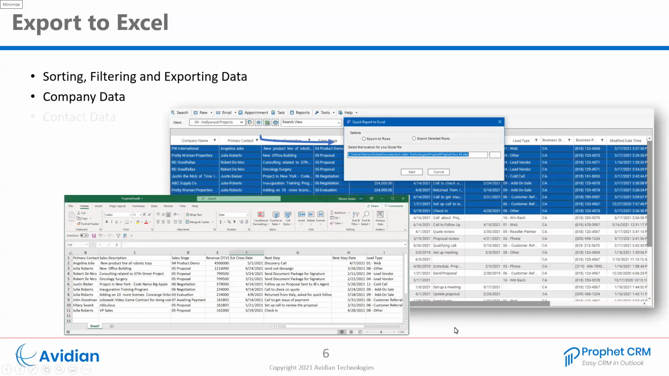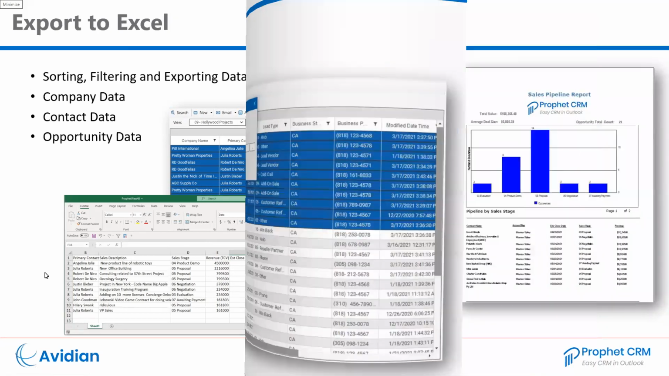You can export company data and all its attributes in different combinations. You can export contact data. You can export opportunity data as well.